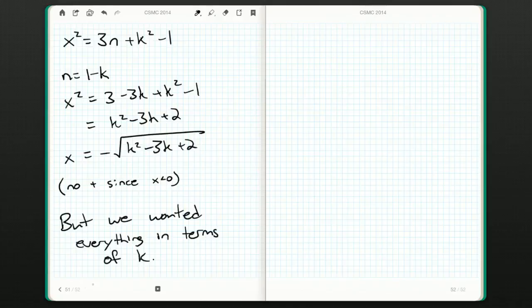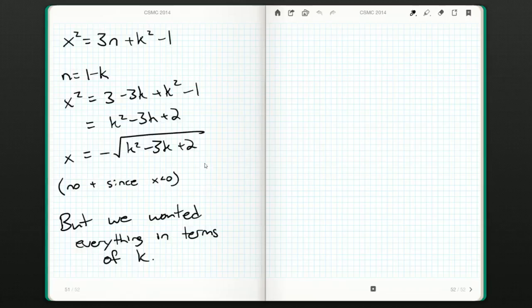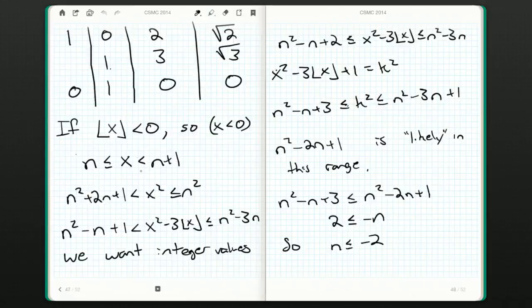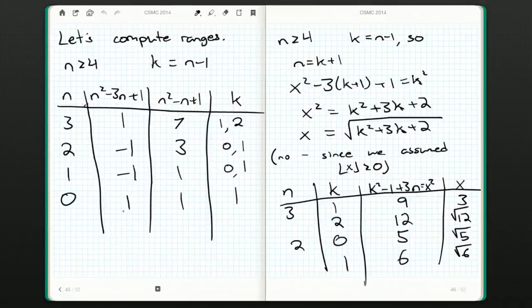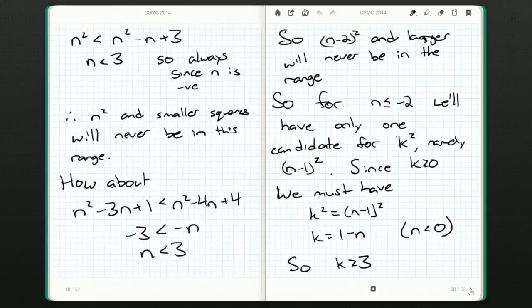So we want to list everything in terms of k because that's what the question asks us for. Now here, n is less than or equal to negative 2, so k will be greater than or equal to 3. So whenever we have k greater than or equal to 3, this expression will be a possible value for x. And then we have all the other possible values of x relative to k, so we just need to list them. Okay, so we're going to group them together. I'm going to do my best to remember them, but I will have to flip back and forth.